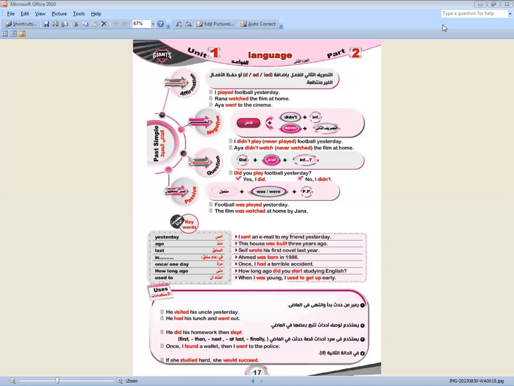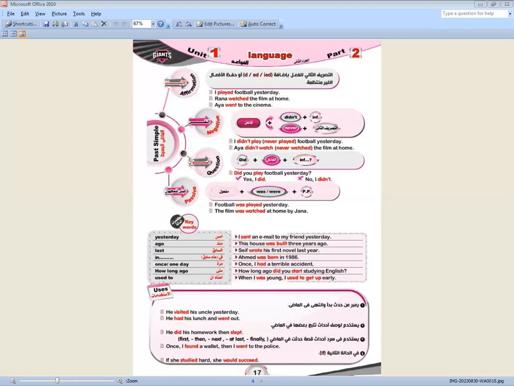Number three, you can use the past simple to tell a story or something like that by using first, then, next, at last, and finally. Once I found a wallet, then I went to the police.